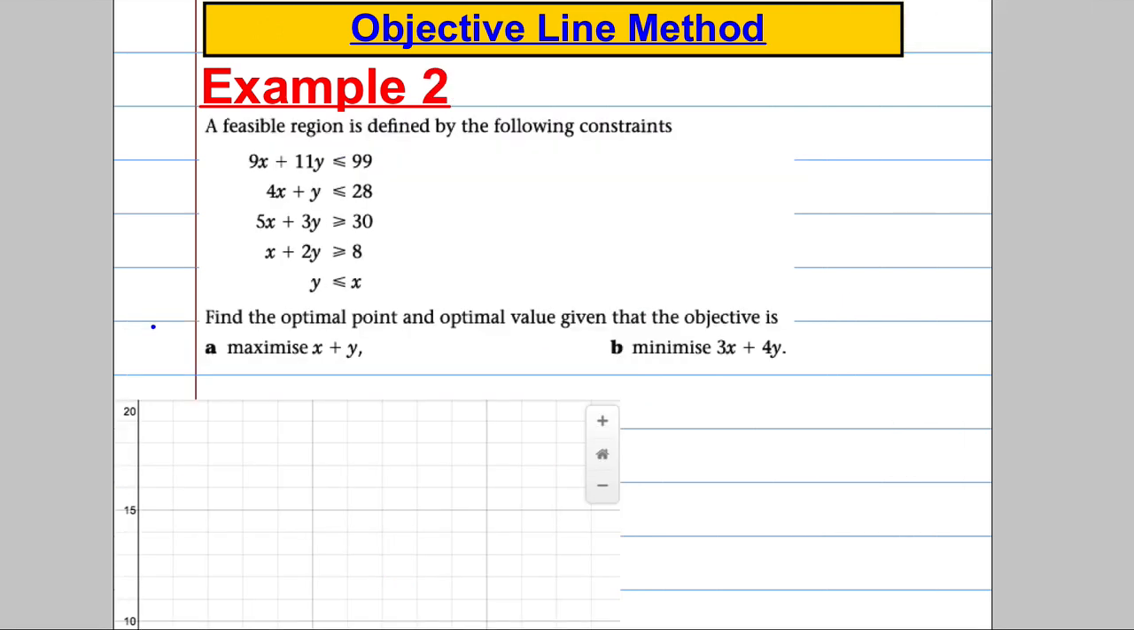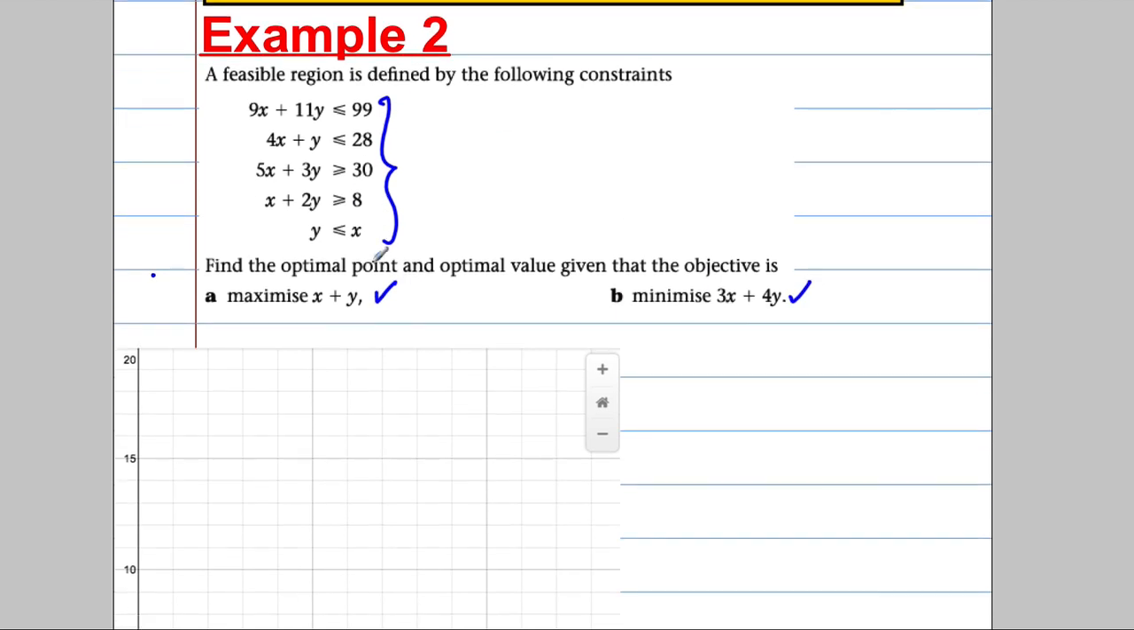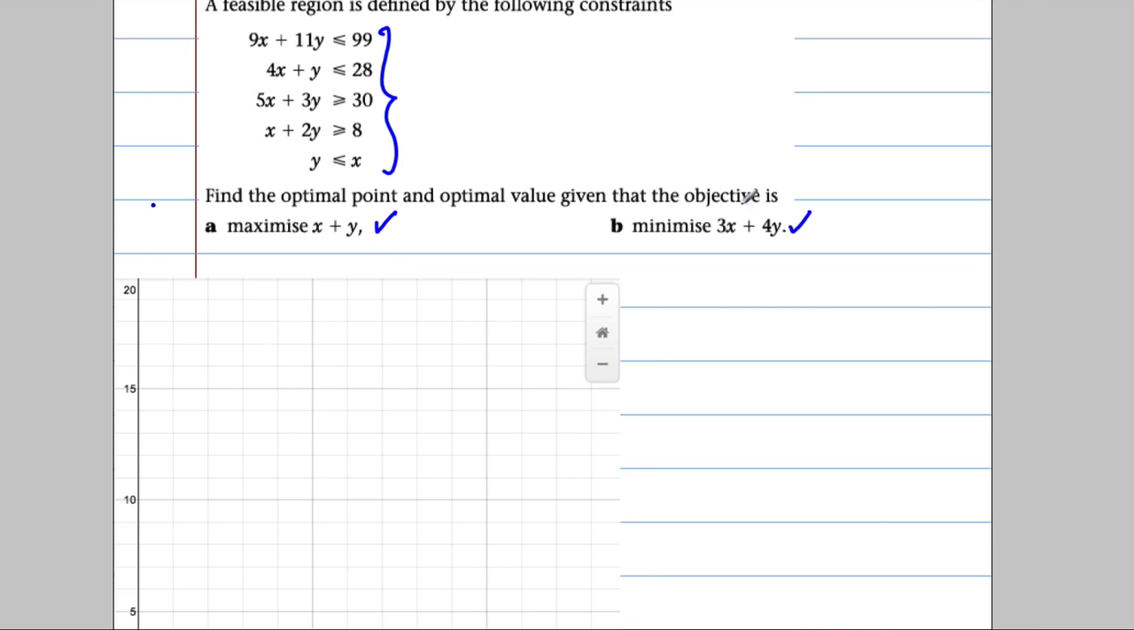One more example. You may want to pause the video and do this one yourself now. So we're going to firstly draw the feasible region for this set of inequalities here. So these are our constraints. And then we're going to maximize this objective function and minimize this for the same set of constraints. Okay, so each one I'm going to draw separately.